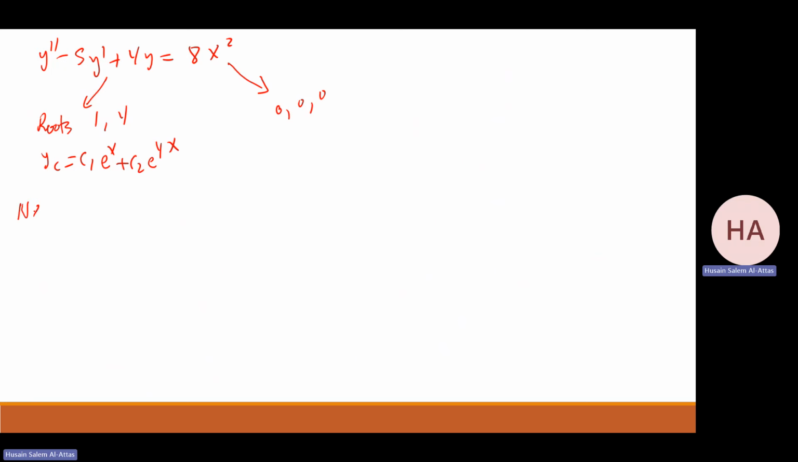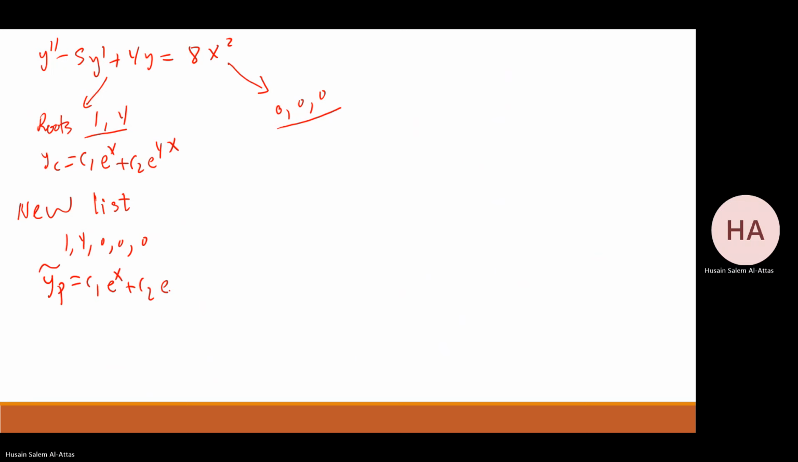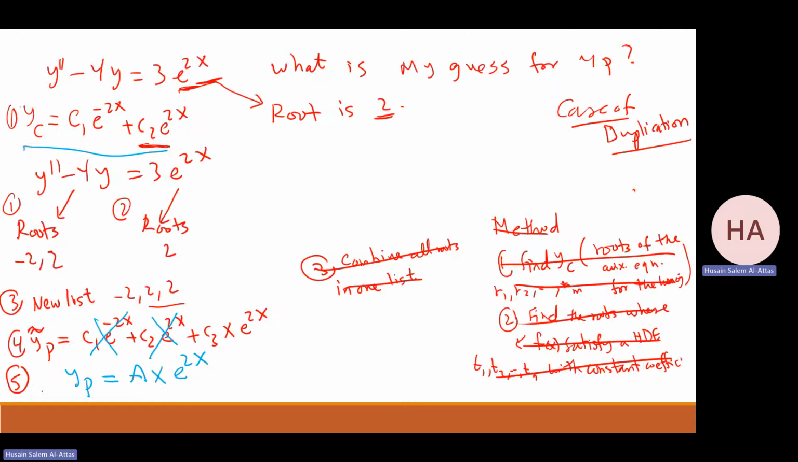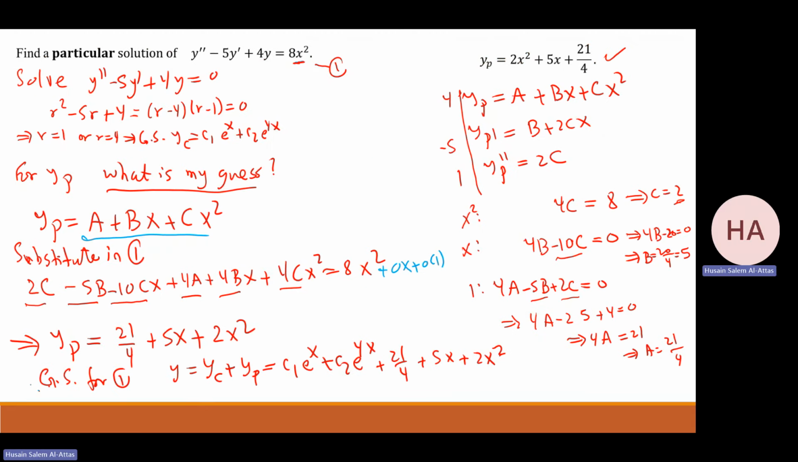So the new list, we're very clear, there's no duplication of the roots. New list of roots: I have 1, 4, 0, 0, 0. What is yp hat? C1 plus C3 plus C4 x plus C5 x squared. What is my yp? This is cancelled. So I have a plus bx plus cx squared. Then I need to find a, b, c. But I just want to show you this method also works with the other case. And this is my yp, which is the same.